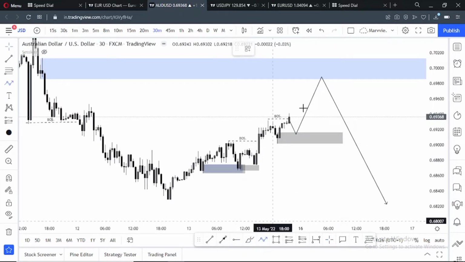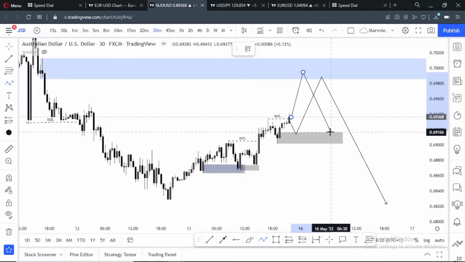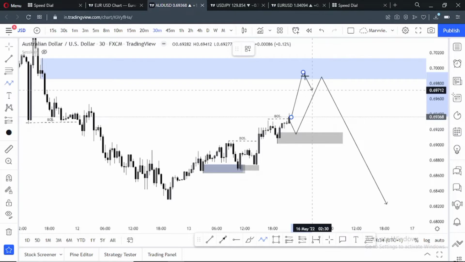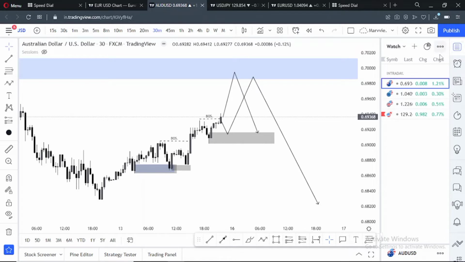Or if price does not retrace back to the demand zone, or it touches the supply, we can see a sell trade. Then if we get in a sell trade from the supply zone, this will be the first take profit target. So that's my view on AUDUSD. I'll be analyzing just AUDUSD, EURUSD, and GBPUSD.